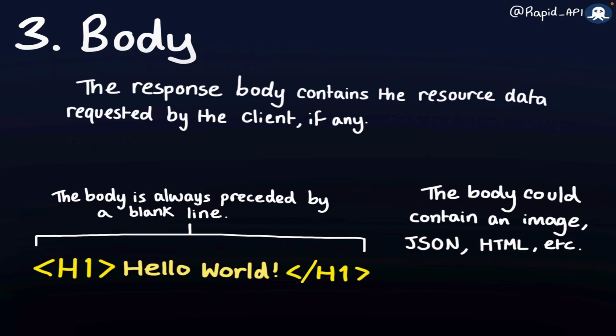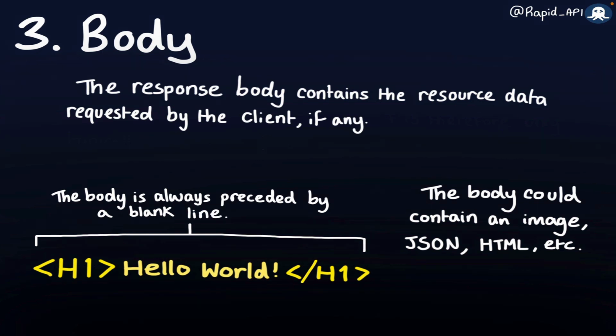The last part of a response is the body data. This part is optional depending on the type of request sent. The body contains the data that is being sent back to the client. This could be an image, text, JSON, and so on. In the response structure, there is always a blank line that precedes the body.